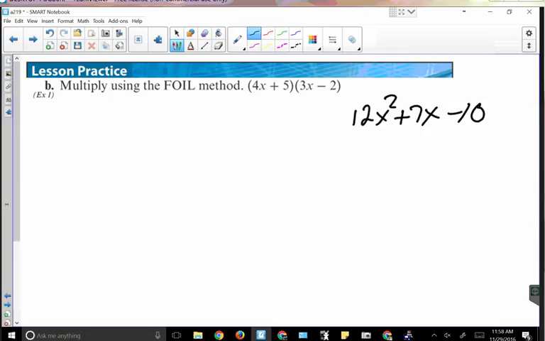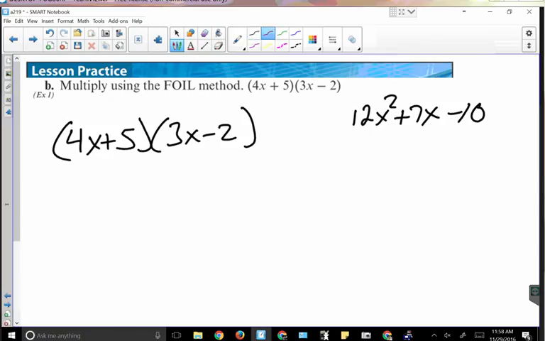Okay, so let's check and make sure that he's got this right. So we got 4x plus 5 multiplied by 3x minus 2. So, again, FOIL meaning the firsts. So we're going to take the first in each parenthesis. 4x times 3x. Well, that's going to give us 12, but I have an x here and an x here, so it's got to be an x squared. X times x is always going to be x squared.